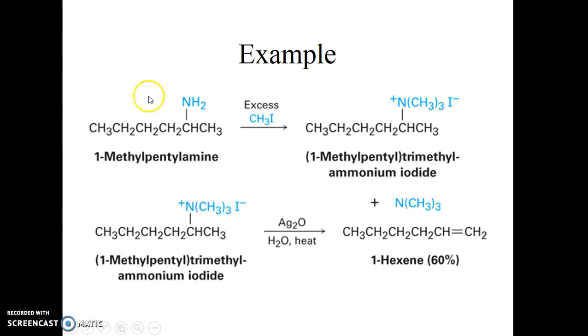Here's an example. Here's the amine. We treat it with excess methyl iodide, and it gives us the quaternary ammonium salt. Then we treat that with silver oxide, the base, and the proton, not here, but here, is removed, and we get the less substituted alkene.